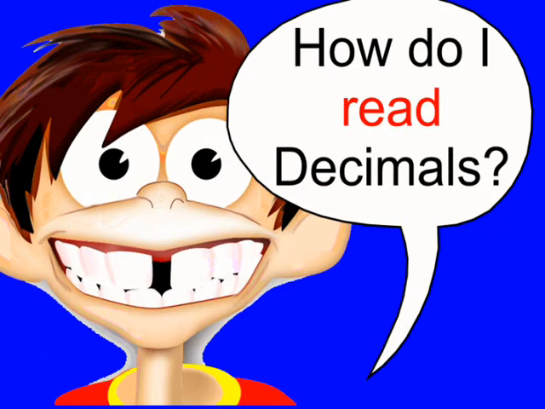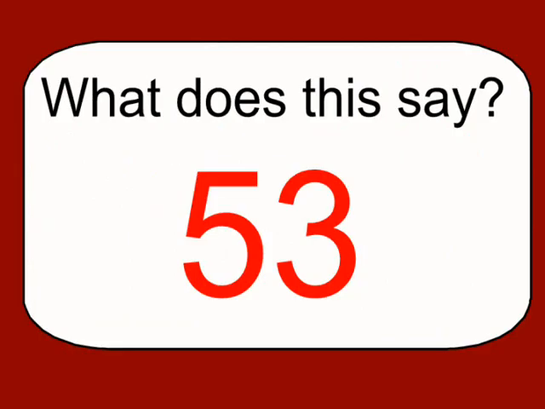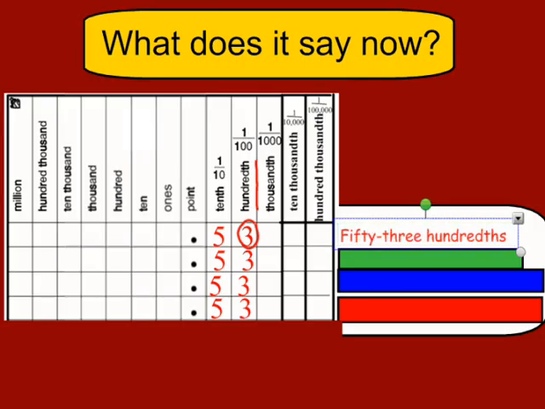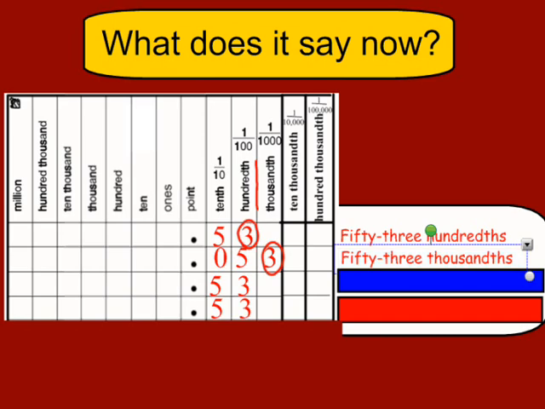So how do you read decimals? Well, this is the number 53. If I were to take that number and place it behind the decimal point, in this first example, the 3 is in the hundredths place, so that would be 53 hundredths. What if I took 53 and I moved it over 1? Now the 3 is in the thousandths place, so that would be 53 thousandths.